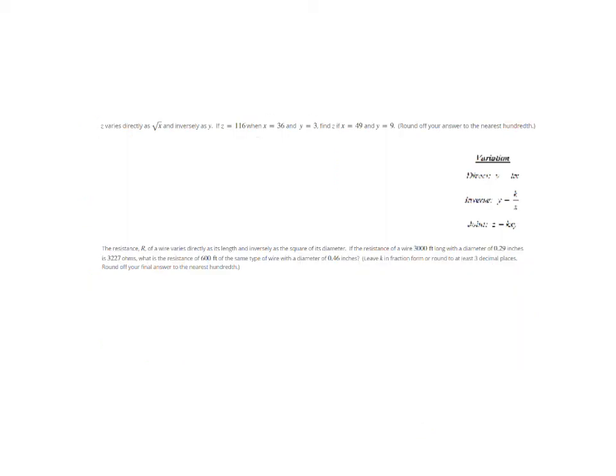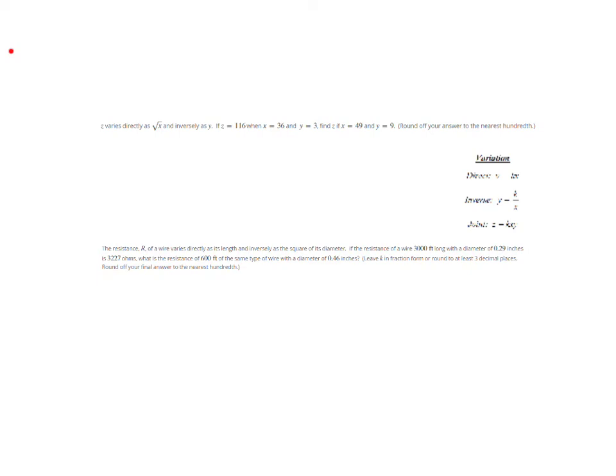All right, we have one more. Well, actually, hang on. We are not going to do joint yet. Sometimes you have more than one type of variation going on with your situation, and then that gets a little bit confusing. So let's try one of these. It says Z varies directly, so it starts off fine, varies directly and inversely. So I have more variables going on here.